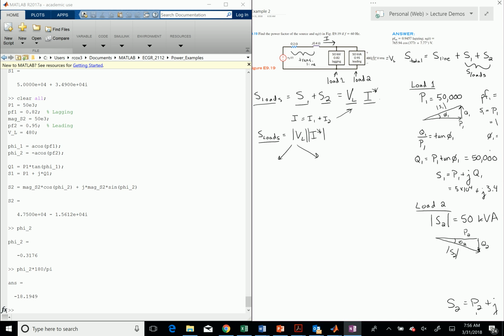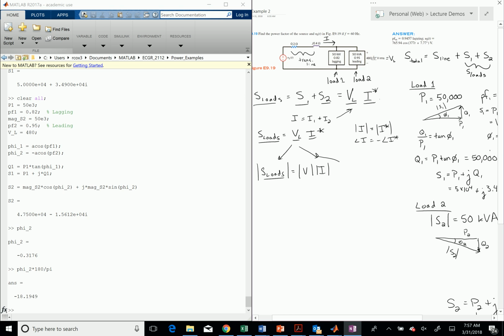Now, sorry, I skipped a step on myself, right? S loads is equal to VL times I conjugate. So I get my magnitude relationship, which says the magnitude of S loads is equal to the magnitude of V times the magnitude of I. Remember, the magnitude of I is equal to the magnitude of I conjugate. The angle of I is equal to the negative angle of I conjugate, and vice versa.